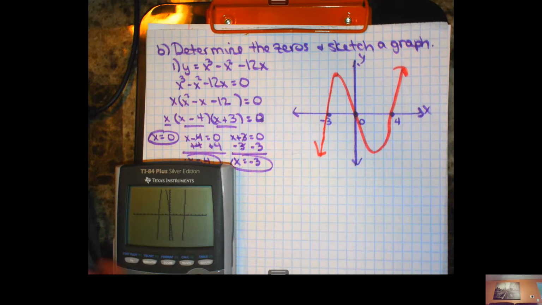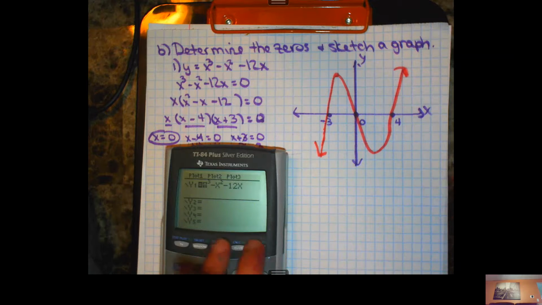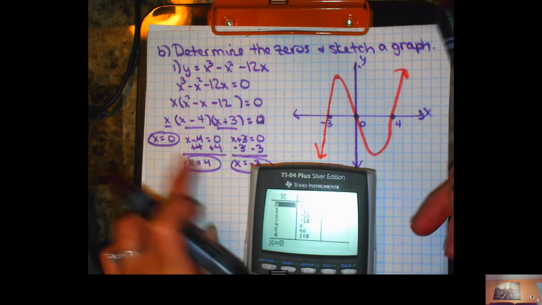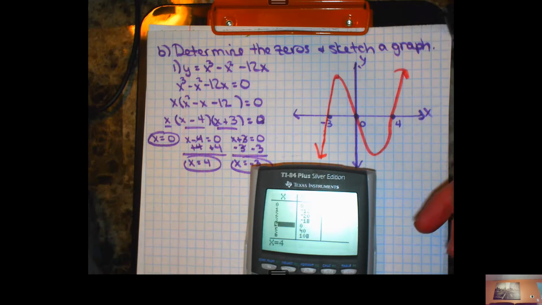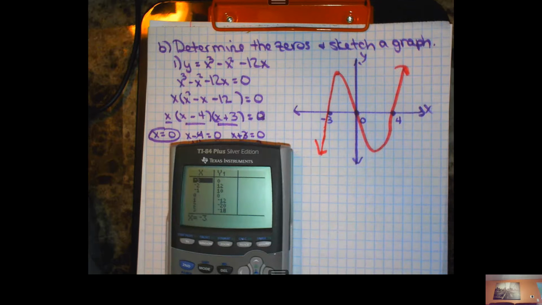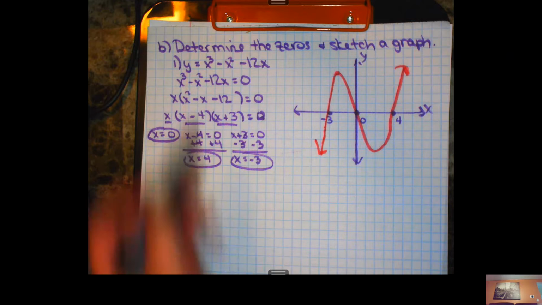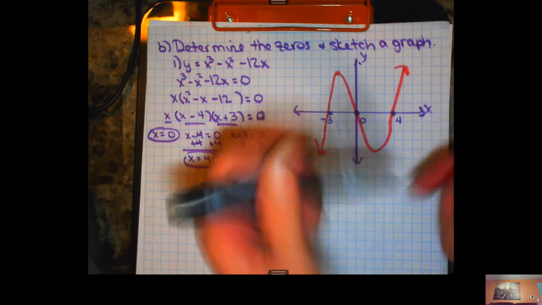To see if those zeros are right, we can go to y equals, we typed it in already. I'm going to go to my table and see if these 3 numbers have 0 after it. So I have 0 with a 0, I have 4 with a 0, and I have negative 3 with a 0. So those are our zeros. So any power of 3 is going to start from the bottom and go up.